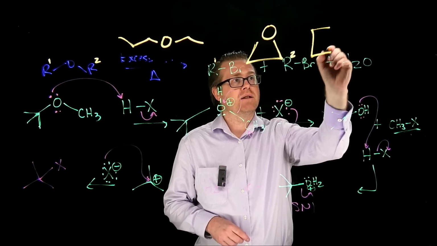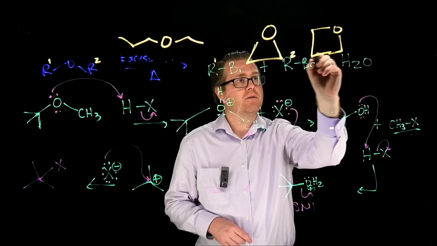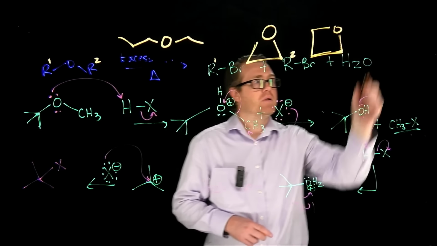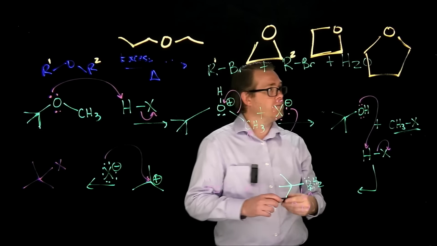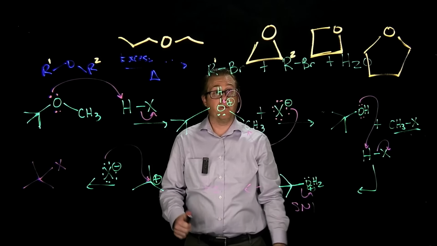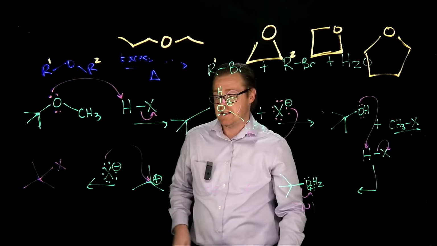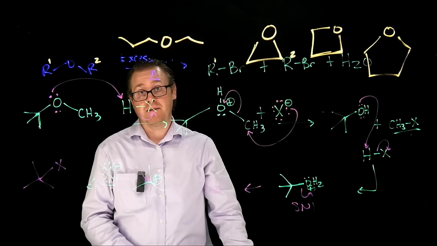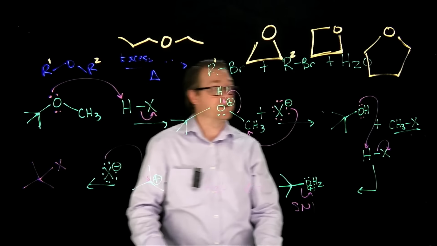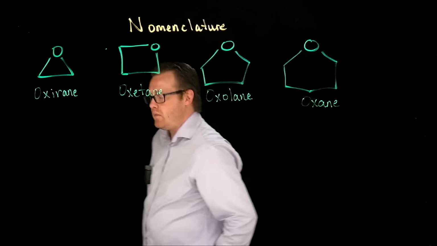So we could have something that looks like this. These are cyclic ethers. You need to know how to name those now. We did not talk about naming these types of molecules at the beginning of the semester. So, a little bit more nomenclature.